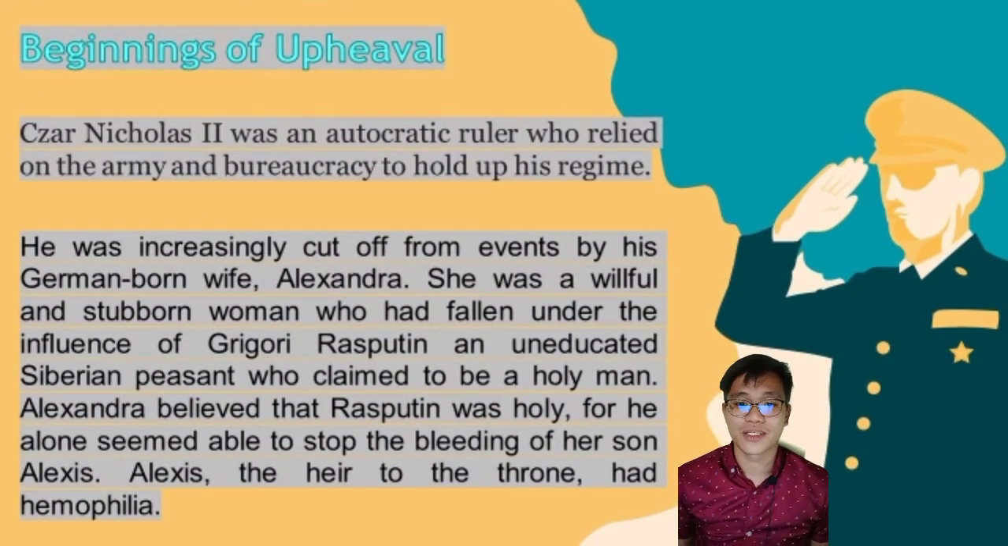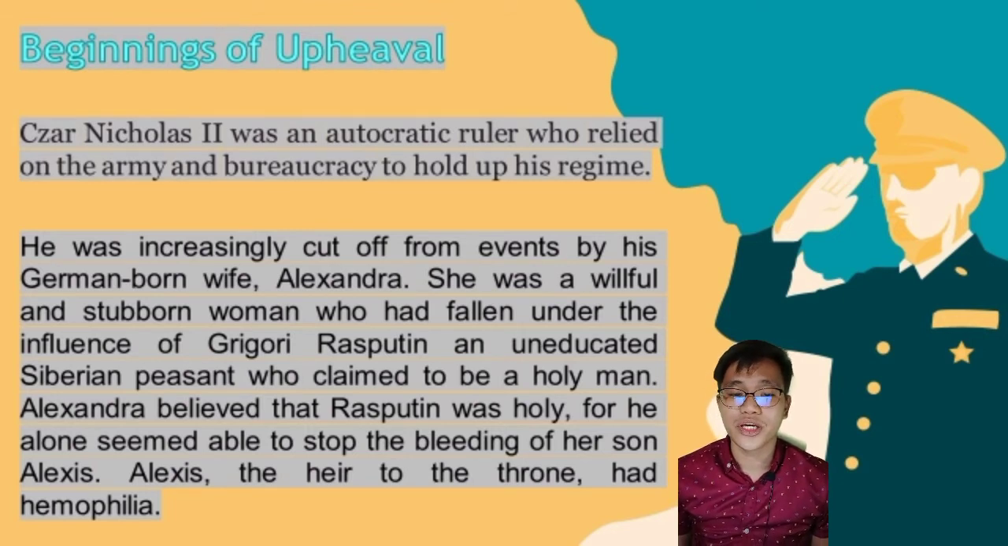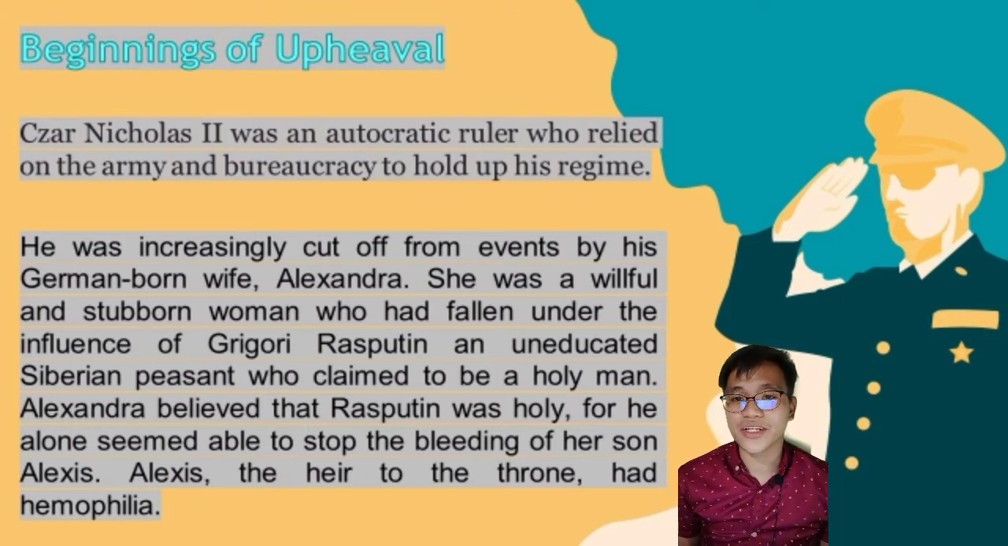Now, the beginnings of this upheaval. Tsar Nicholas II was an autocratic ruler who relied on the army and bureaucracy to hold up his regime. Furthermore, he was increasingly cut off from events by his German-born wife Alexandra. She was a willful and stubborn woman who had fallen under the influence of Grigory Rasputin, an uneducated Siberian peasant who claimed to be a holy man. Alexandra believed that Rasputin was holy, for he alone seemed to be able to stop the bleeding of her son Alexis. Alexis, the heir to the throne, had hemophilia. It is a deficiency in the ability of the blood to clot.